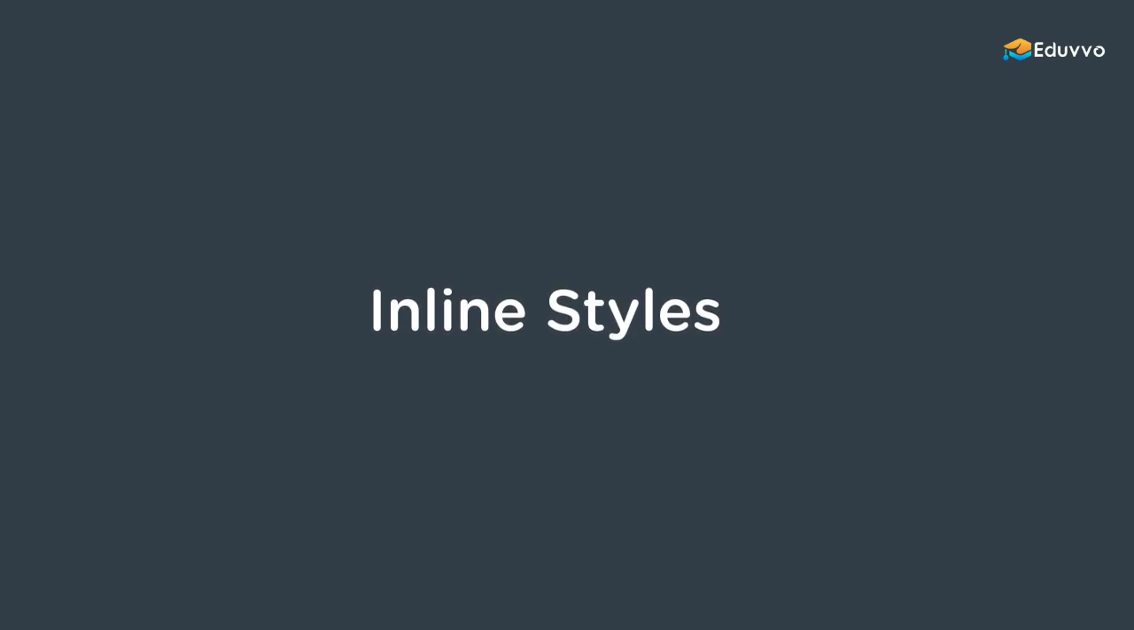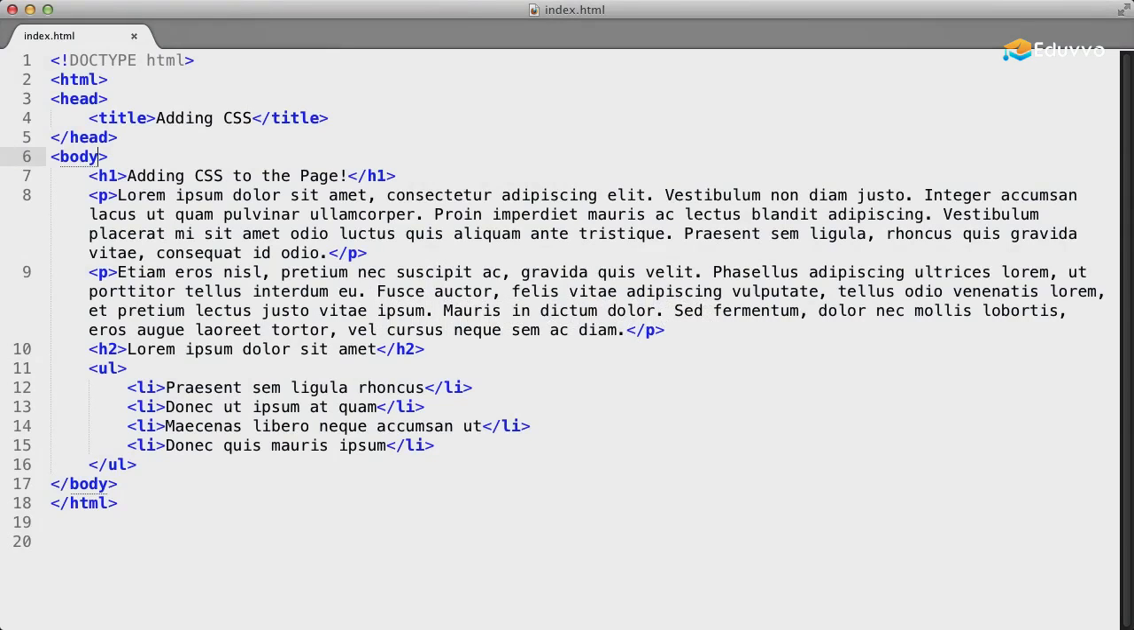So first up, inline styles mix content with presentation because we apply the CSS directly to the HTML elements. To add an inline style, we need to use the style attribute inside the HTML element we want to style. So for example, if we add the style attribute inside the body tag and inside the quotation marks, I'll go ahead and add the background color property and a value of light blue.